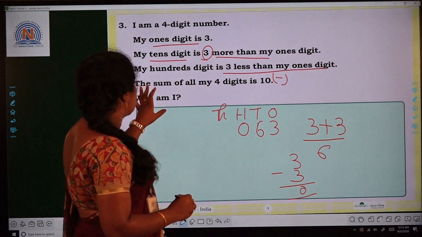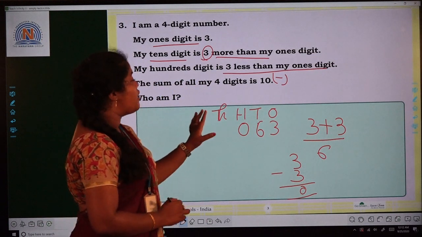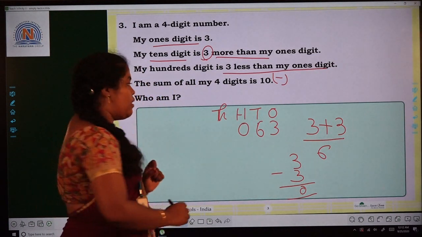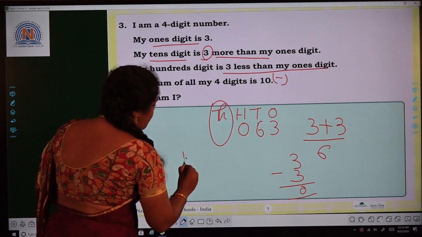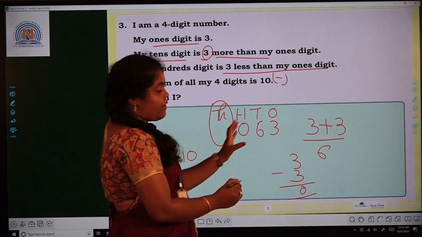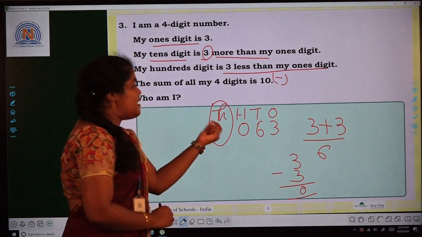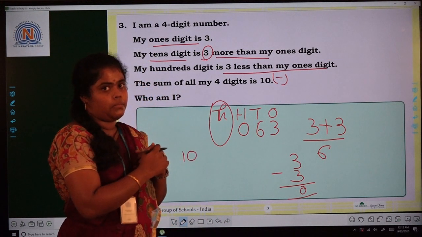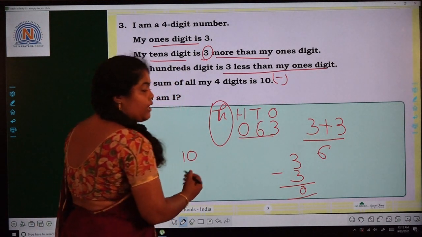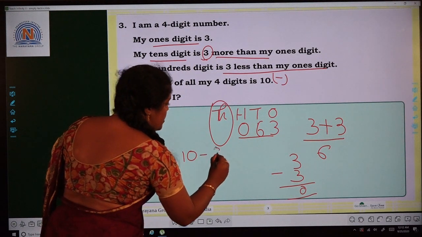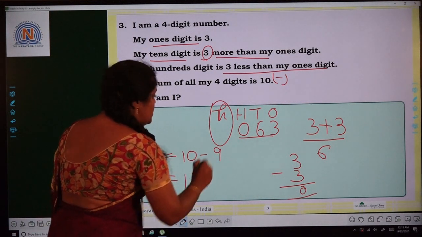Next, moving on to the next clue. The sum of all my 4 digits is 10. We have to add all the 4 digits and we get the answer 10. So we have to find the last digit. First we add the remaining digits. 0 plus 6 is 6, and 6 plus 3 is 9. Which number do we have to place here so that we get 10? Up to now the sum of the numbers is 9. We have to do the subtraction. 10 minus 9 is 1. So the missing number here is 1.